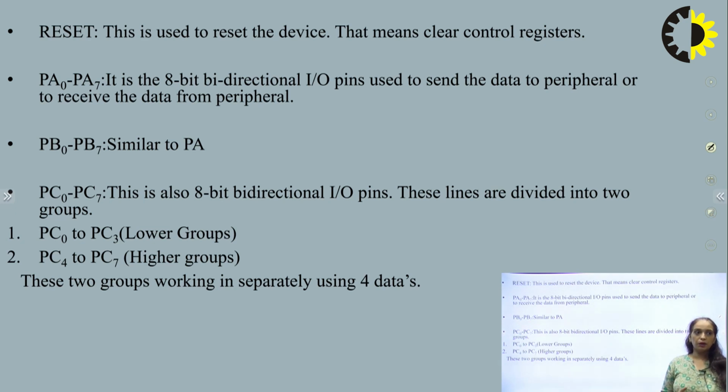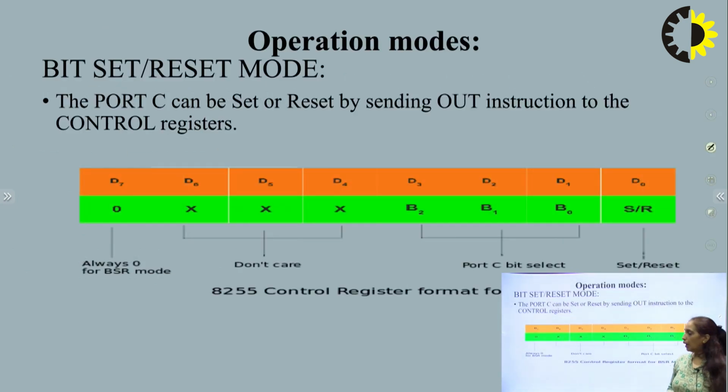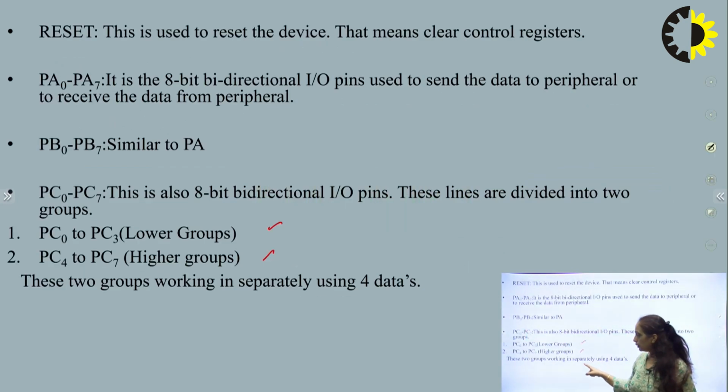These lines can be divided into 2 groups, that is your lower group and higher group. So these 2 groups work separately using 4 data lines. And let me mention one more thing here, that these port C signals are used as handshaking signals.